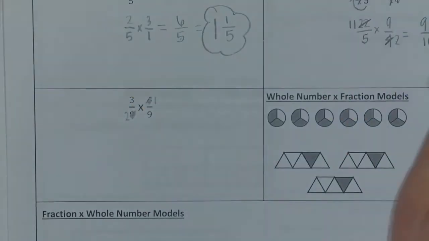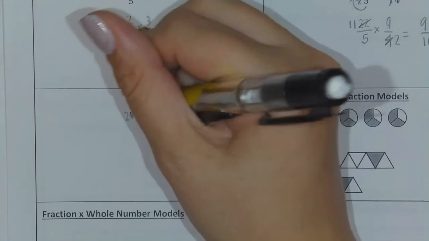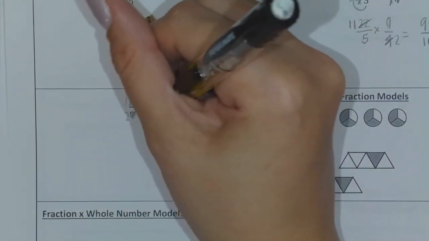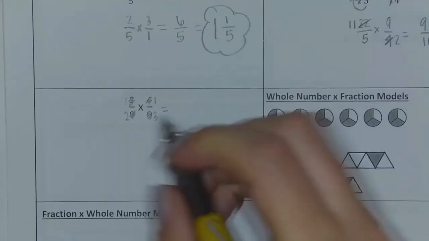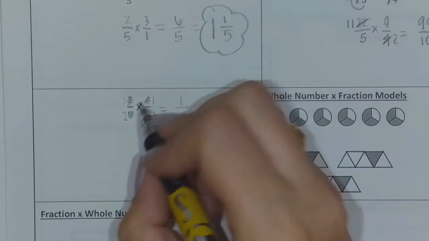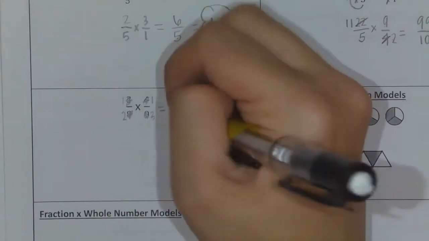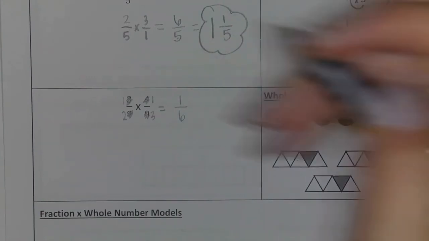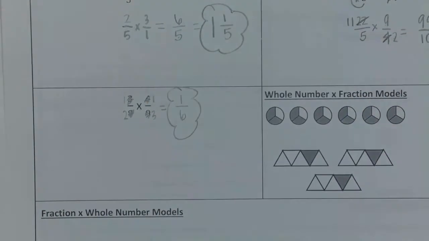And I can cross simplify the other way as well. They both have 3 in common. So 3 divided by 3 would give me 1. 9 divided by 3 would give me 3. So now the top times the top, 1 times 1 is 1. Bottom times bottom, 2 times 3 is 6. It's already a proper fraction. It's as simple as it's going to get. So 1/6 is my final answer here.